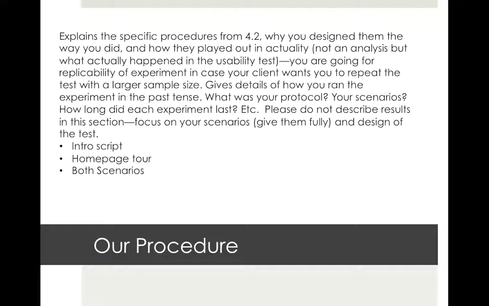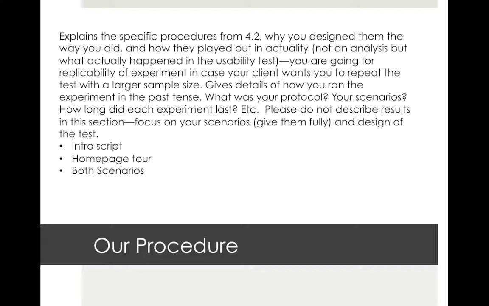So our procedure explains the specific procedures you described in your first report, why you designed them the way you did, and how they played out in actuality. Not analysis, but actually what happened in the usability test. You're going for replicability of the experiment in case your client wants you to repeat the test with a larger sample size or different types of users, right?